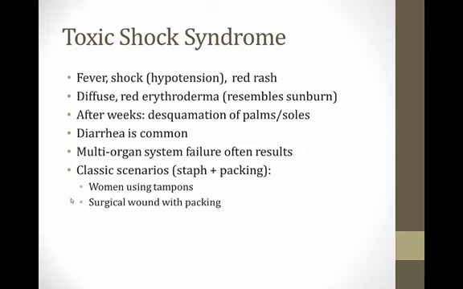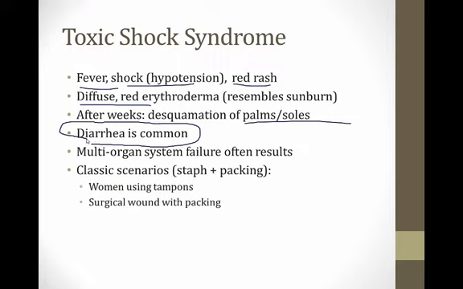So let's briefly review what the toxic shock syndrome is. It's fever and shock, which is hypotension, and a red rash diffusely over the body. Patients have this diffuse red erythroderma. It looks like a sunburn, and after a few weeks, eventually the skin will start to desquamate and fall off on the palms and soles. One thing that's very unique is that diarrhea is common to the toxic shock syndrome.